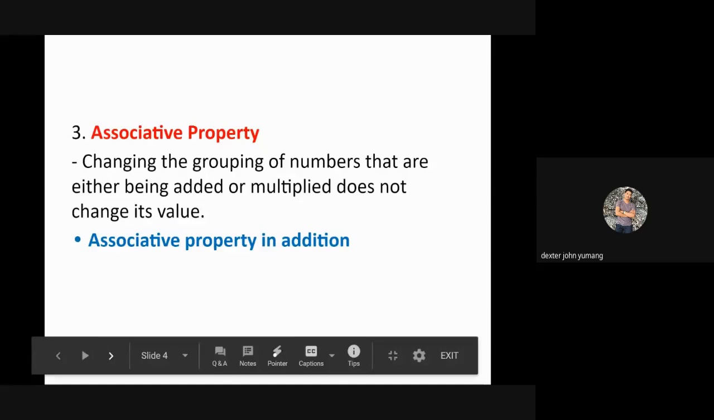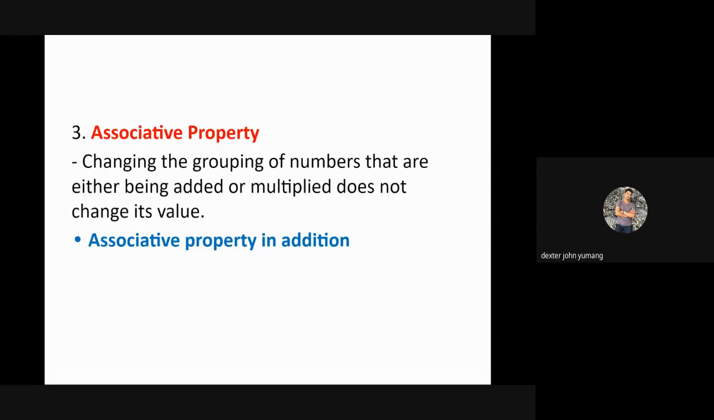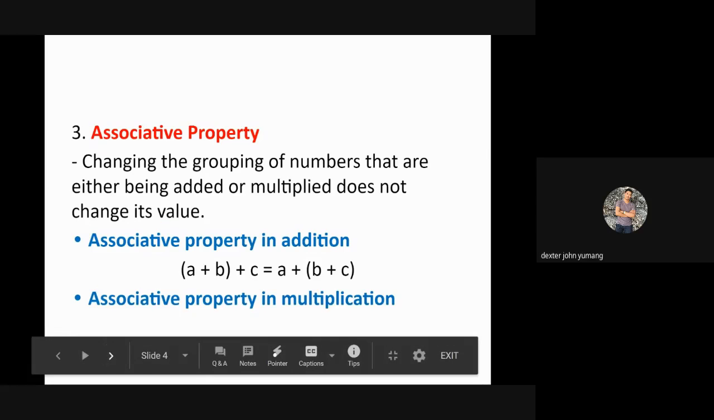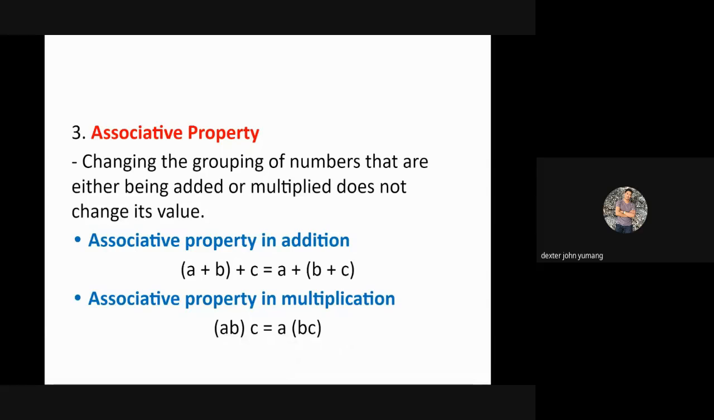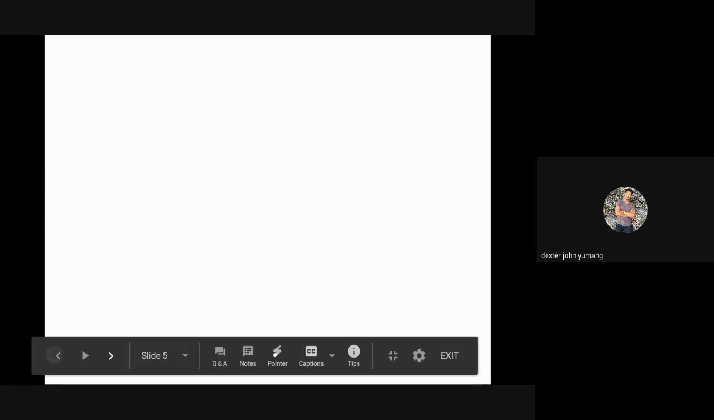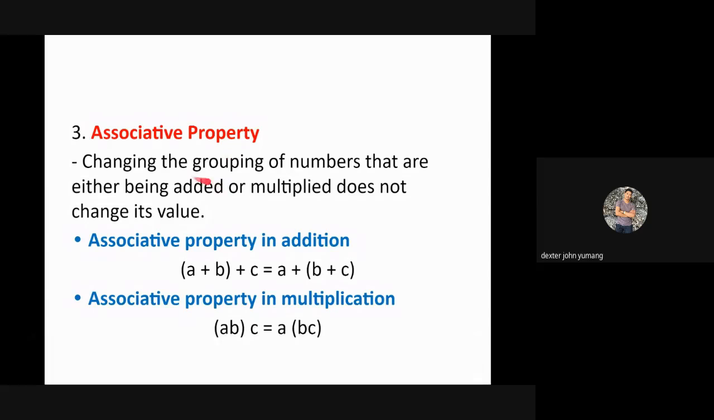The third property is what you call the associative property. Associative property is changing the groupings of numbers that are being added or multiplied, and it does not affect the value. Associative property po, meron tayong groupings dito, changing the groupings. So ang clue po dito na word is groupings. Ito pong groupings. So yung grouping na po yan ng numbers, naka-parentheses po yan siya.